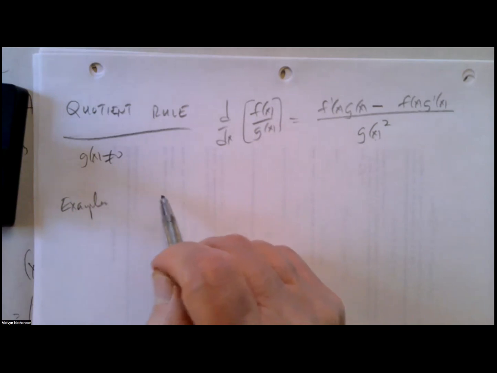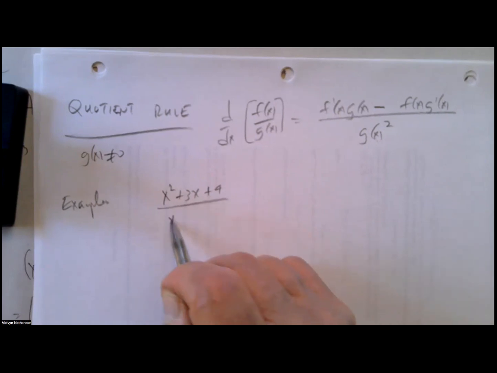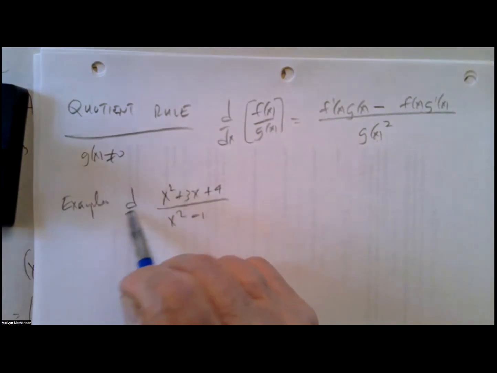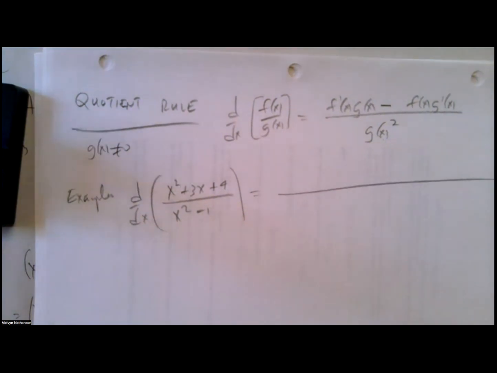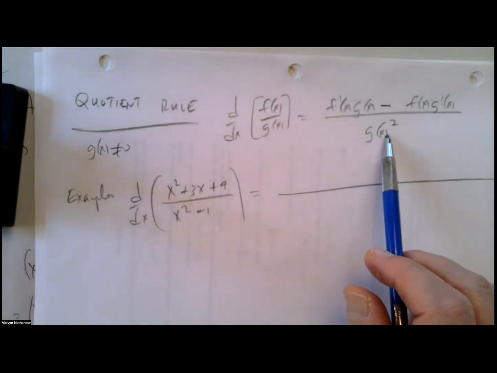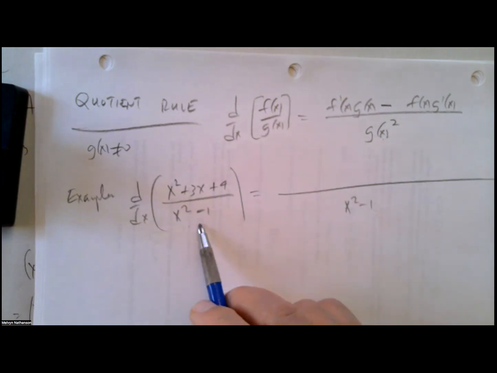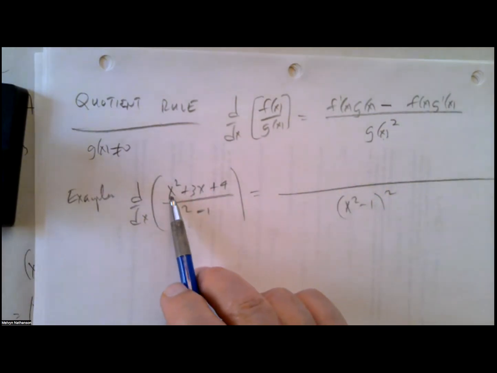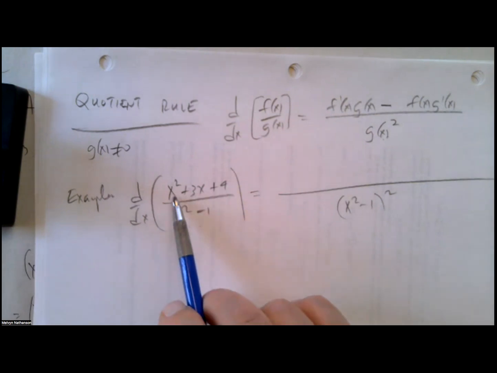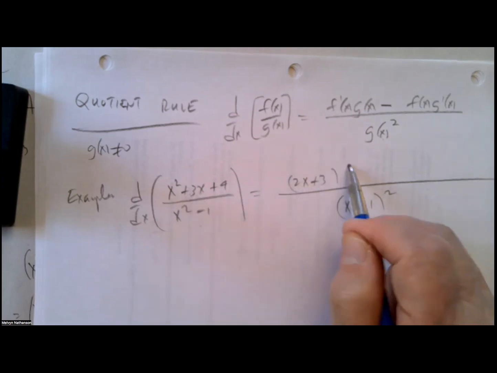Suppose I take the rational function x squared plus 3x plus 4 over x squared minus 1, and I want to differentiate that. So this is going to be a quotient. The denominator of the derivative is the square of the denominator. So x squared minus 1 is the denominator, and we square that. And the numerator of the derivative, you take the derivative of the numerator. What's the derivative of x squared plus 3x plus 4? If you differentiate term by term, you get 2x plus 3 times the denominator.